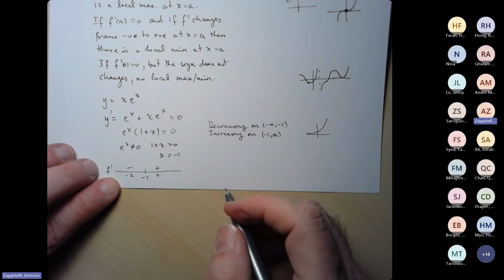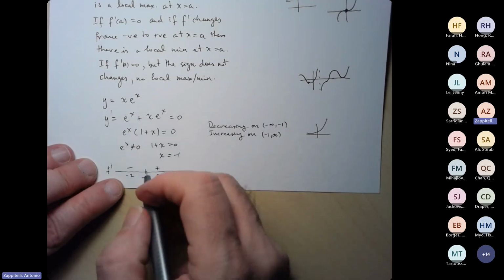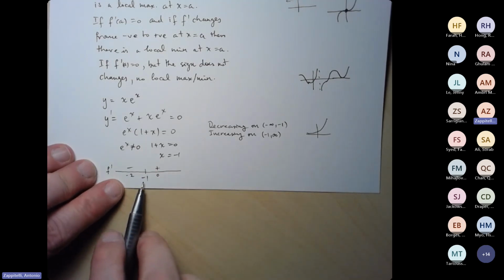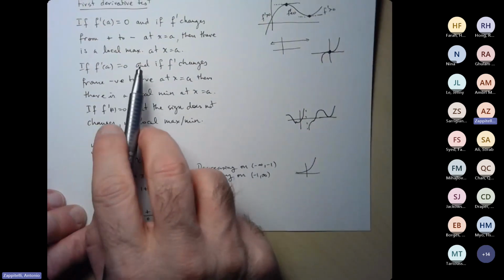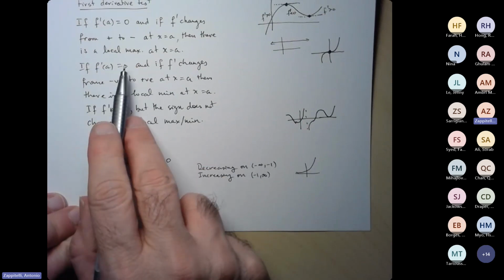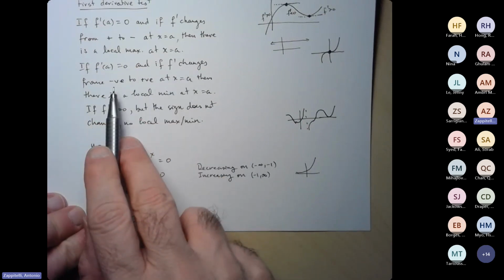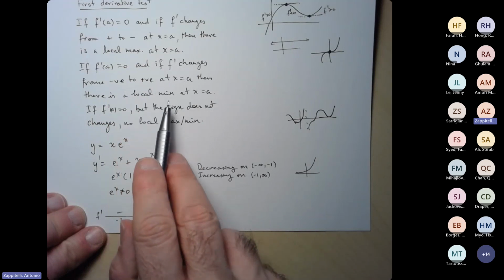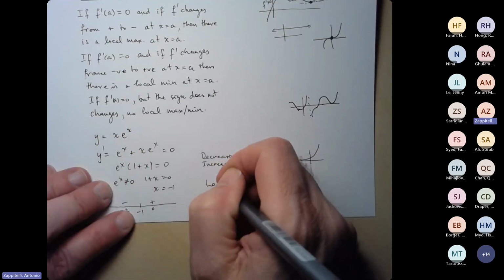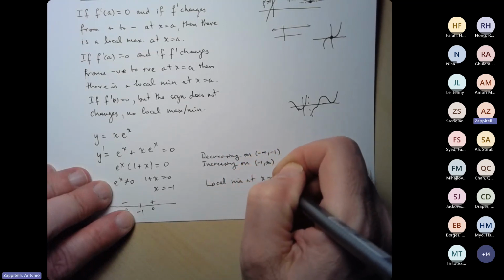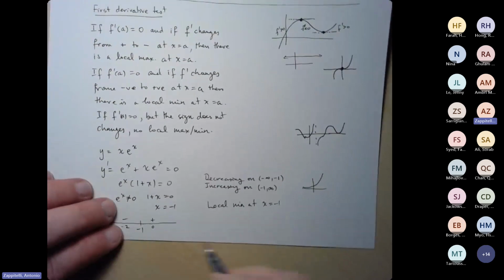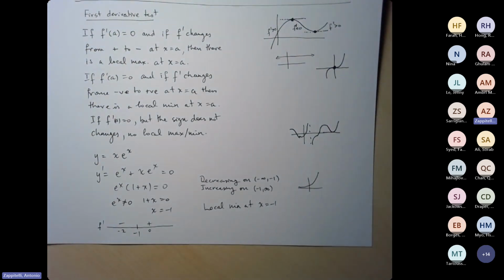And if you're looking for local maxes and mins, well, here, what are we going to have at -1? If it's changing from negative to positive, we look at our first derivative test, and it says if the derivative is 0 and it changes from negative to positive, then we have a local minimum. So we have a local minimum at x equals -1. And what do I do if I want the actual y value? What am I going to do if I want the actual y value? Who's going to tell me that?